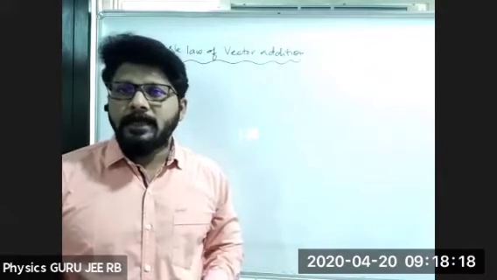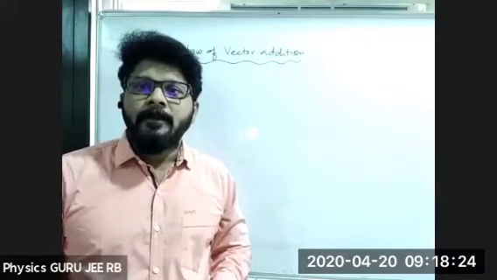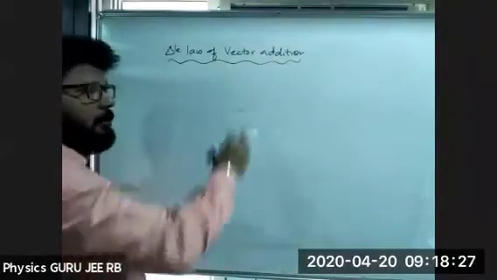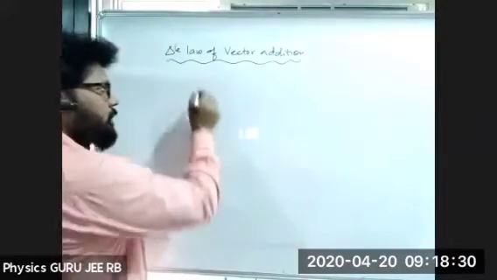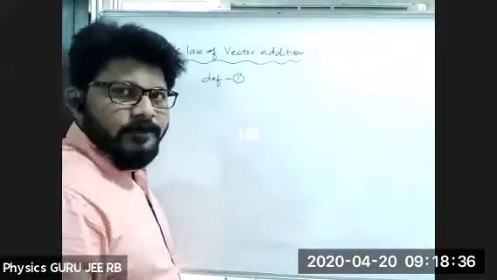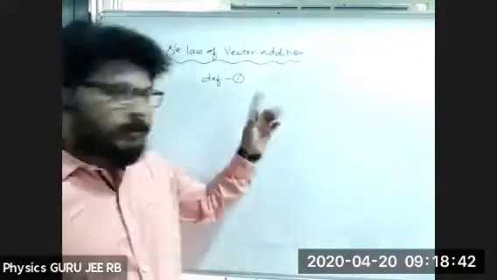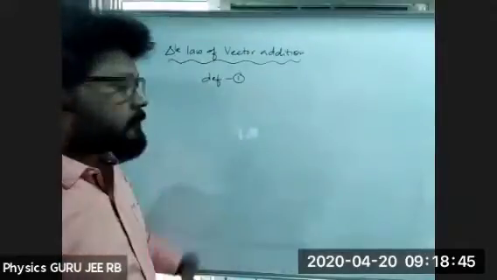Then we'll move to the scalar product of vectors. That will be the last topic of the bridge course. Now, if I take the triangle law of vector addition, we have two definitions of that: definition 1 and definition 2. Most of the books give only definition 1, but we'll discuss definition 2 also. What is definition 1?